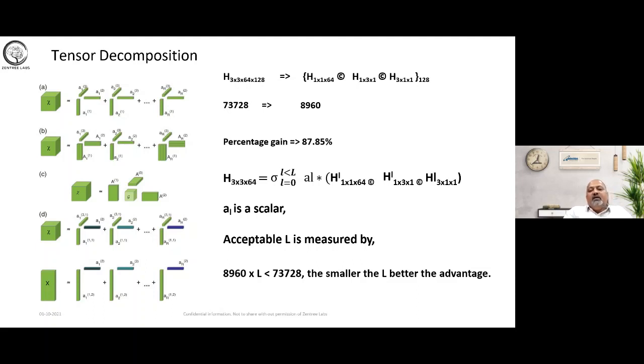Another thing is that we always make a rank 1 approximation for this filter, and every time it may not be possible. If you don't want to retrain anything, you can use the CP decomposition. You can see there is a sigma missing in this equation, with l going from 0 to less than capital L.